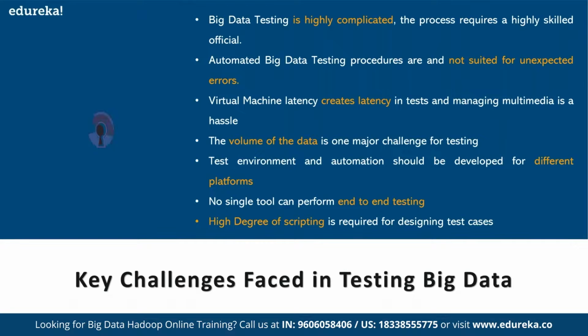Test environment and automation should be developed for different platforms. As I said, in a big data application, you have different platforms, different applications working together to bring about that one big data application. So you need to have different strategies, automations, and environments for each one of those platforms. No single tool can perform end-to-end testing. Same reason, because you have different types of tools, different types of applications being part of your big data application. There might be different tools for testing use. As we saw in the previous slide, for different types of tools, there will be different strategies.